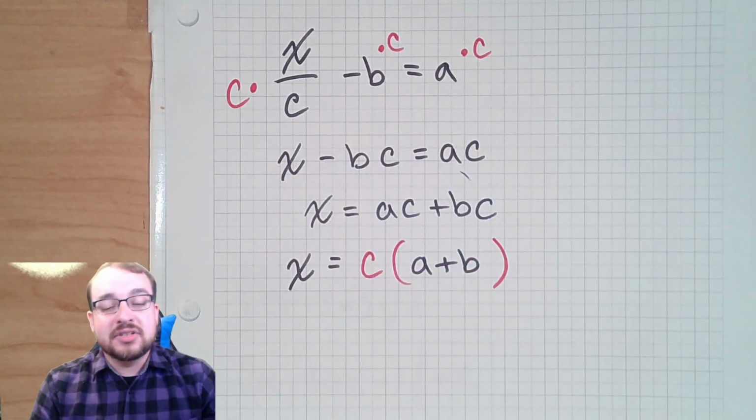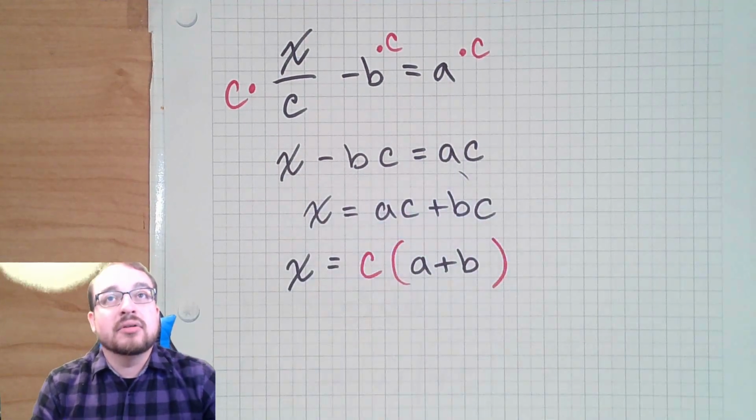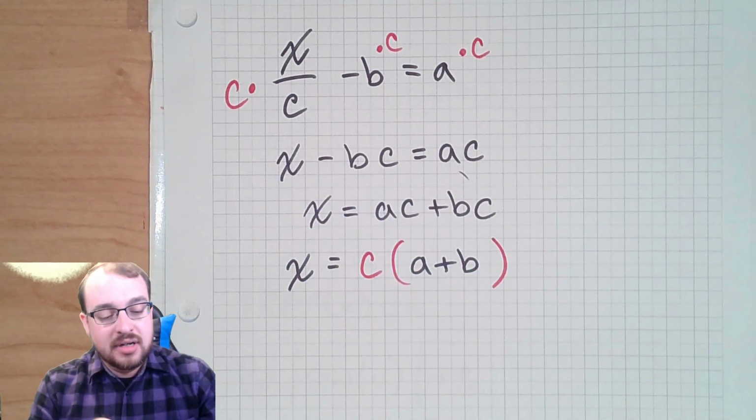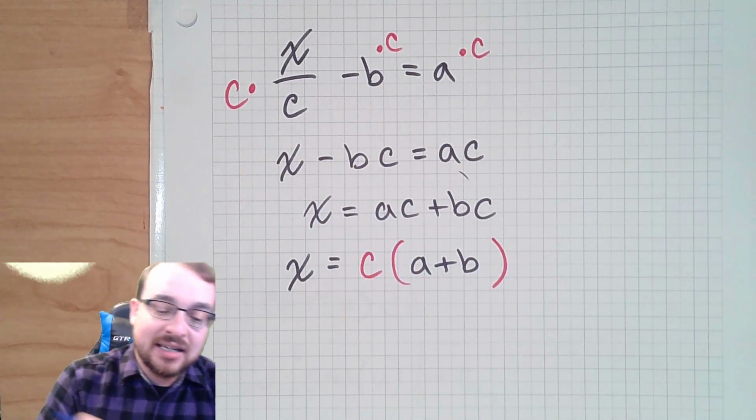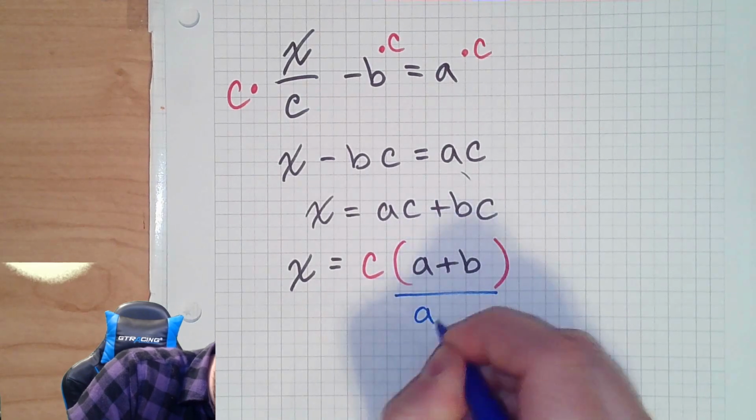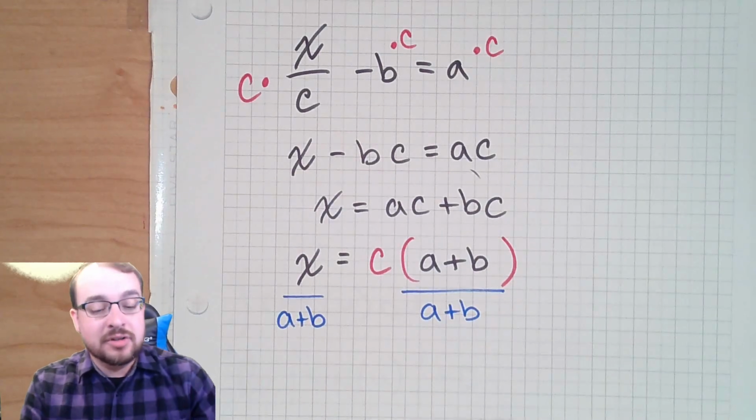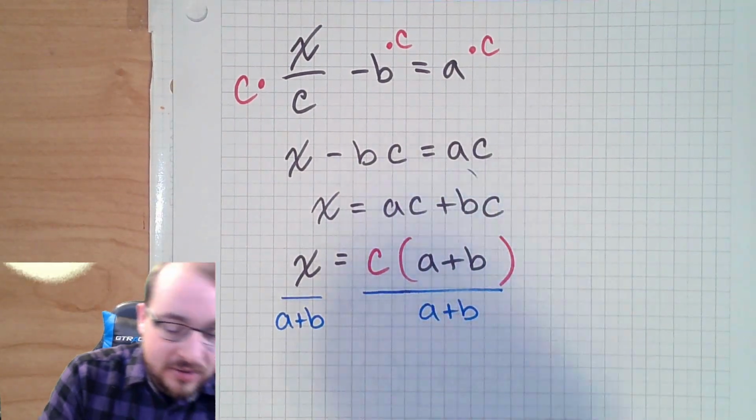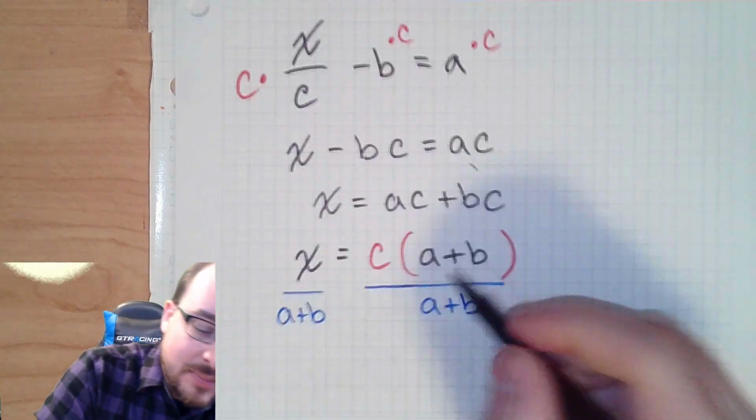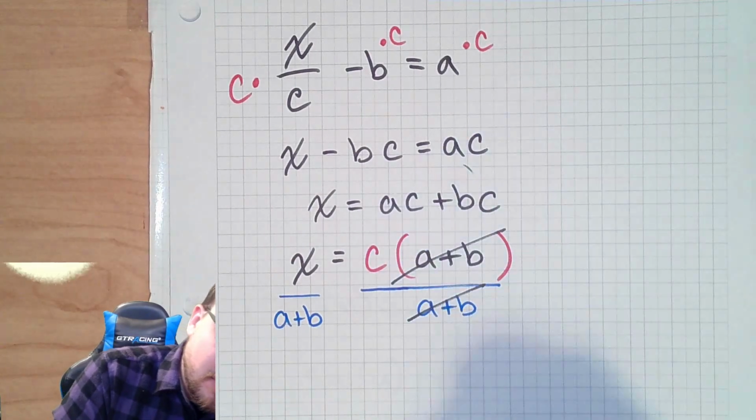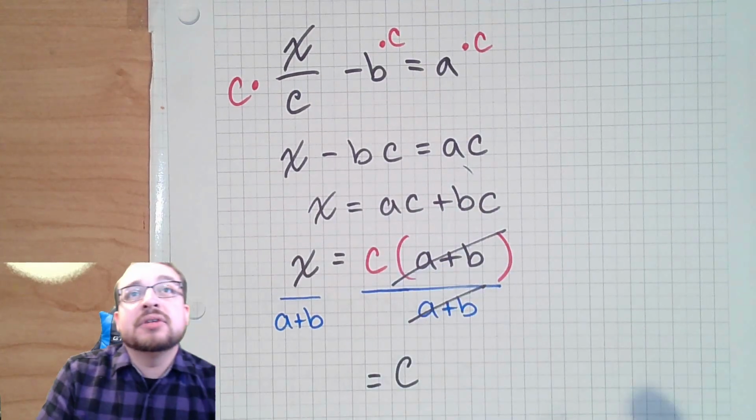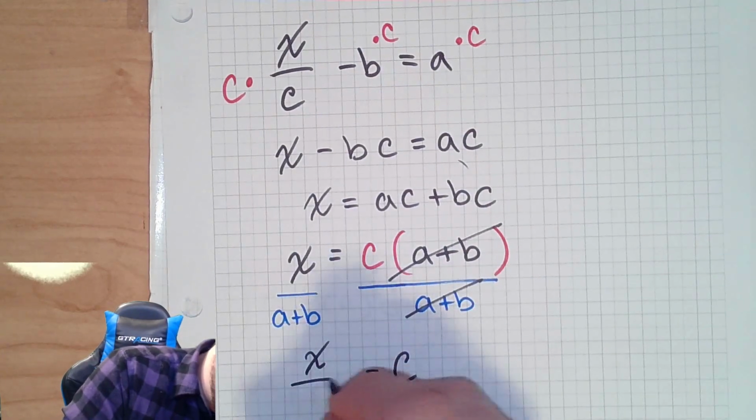But what's nice about this is I can see it's c times something, right? And if I want to simplify that and get c on its own, I can divide by a plus b on both sides. And I did it to every term, right? This includes the c. Anything divided by itself is 1, so these go away. And I get 1c. And over here I get x over a plus b.